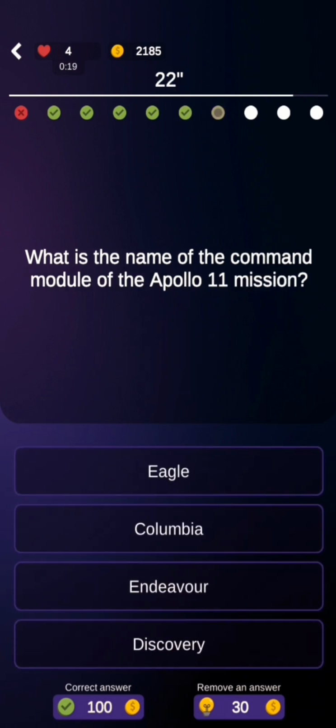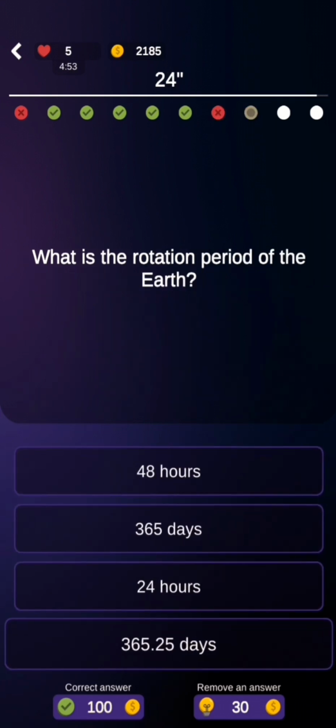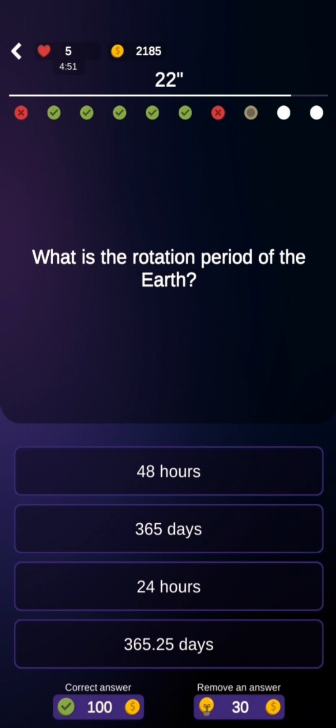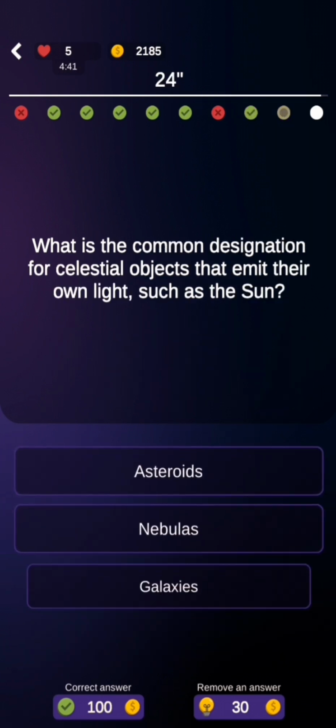What is the name of the command module of the Apollo 11 mission? I don't remember. What the hell? What is the rotation period of Earth? So Earth rotates once every, like, 23 point something hours, right? Basically 24 hours or 24 point something.